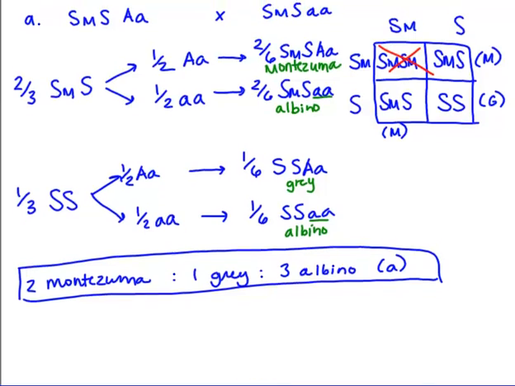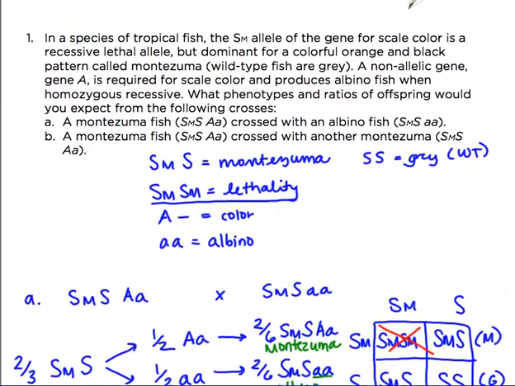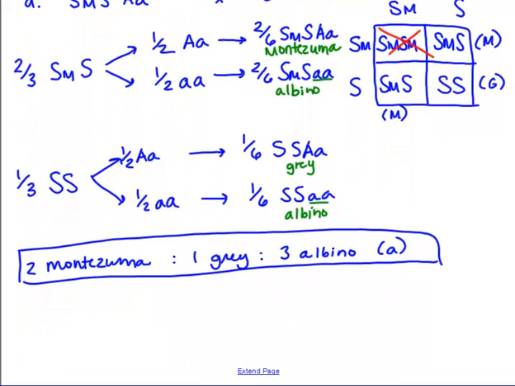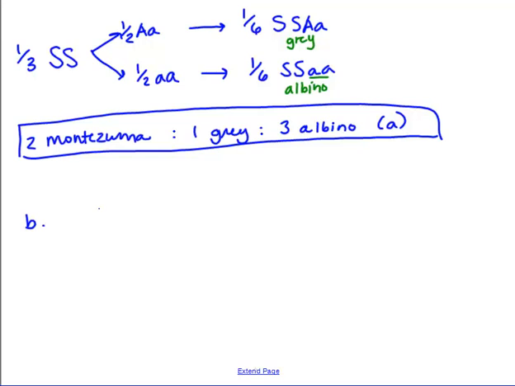Okay. Now for cross B, it says a Montezuma fish, SM, S, big A, little a, is crossed with another Montezuma fish, which has the same genotype. So you have SM, S, big A, little a, times SM, S, big A, little a. Now if you look, both of these fish are heterozygous at both genes. So you would think that this is a normal dihybrid cross, but because SM is a recessive lethal allele, you know that this is a Mendelian extension.